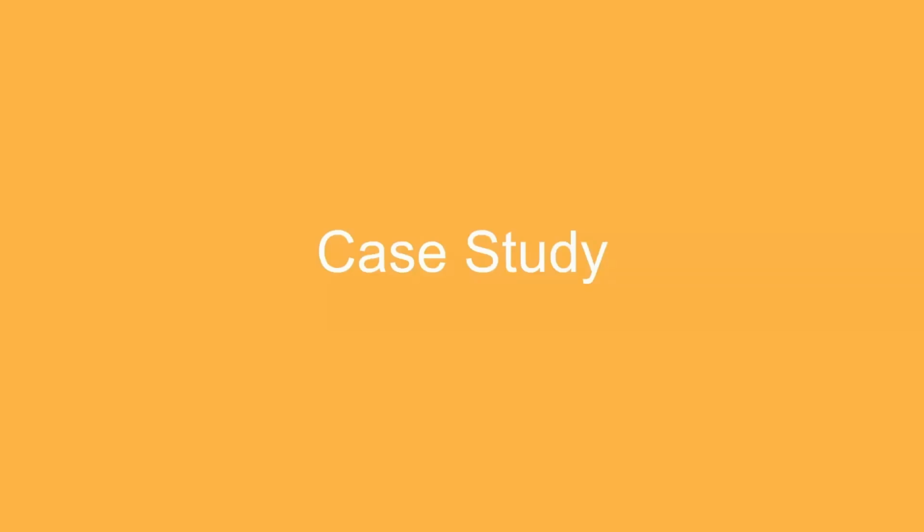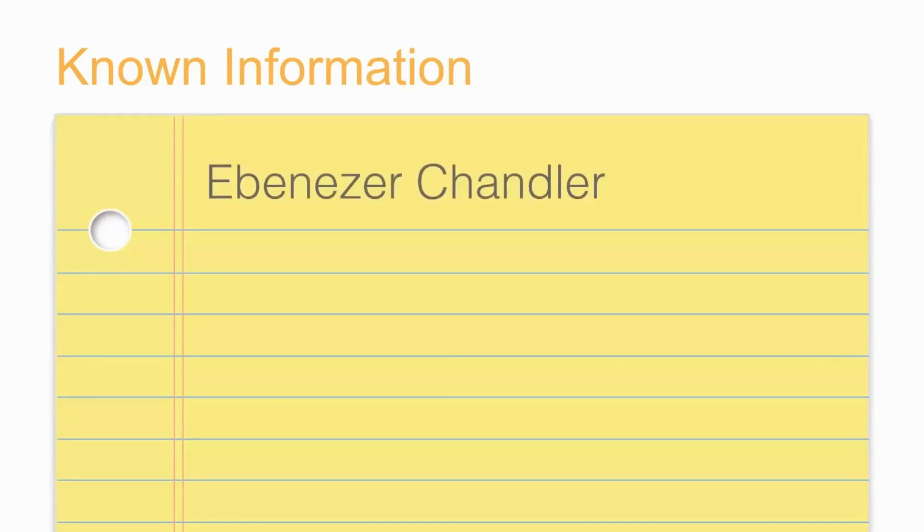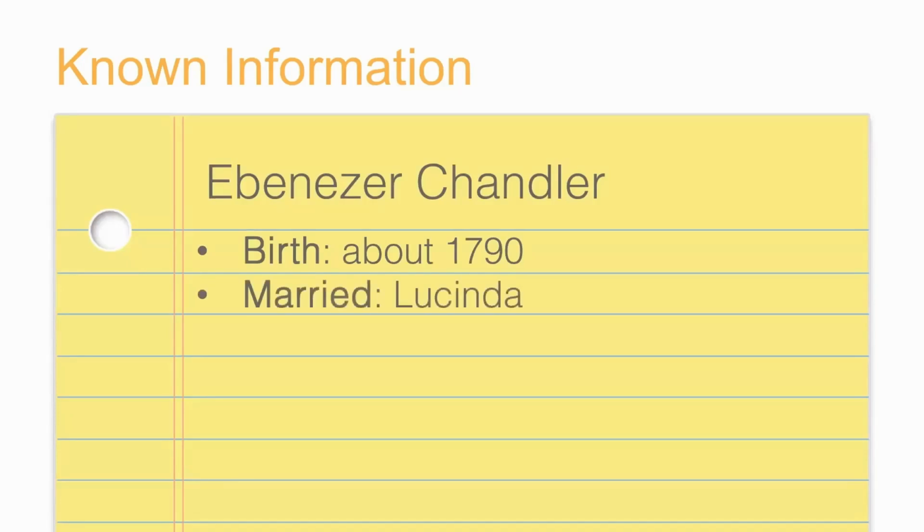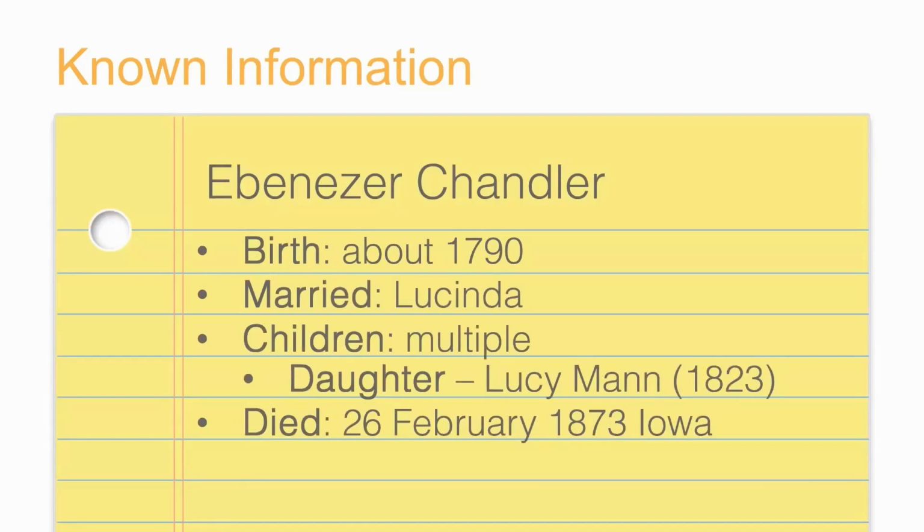So with the time remaining, we're going to go through the case study and just summarize everything that we learned so far. Like with any research, you want to start with what you know. So I know I wanted to research Ebenezer Chandler. He was born about 1790 in Vermont, and he was married to Lucinda. They had many, many children, and one I knew of was Lucy Mann, 1823. And then I know Ebenezer died in 1873 in Iowa.